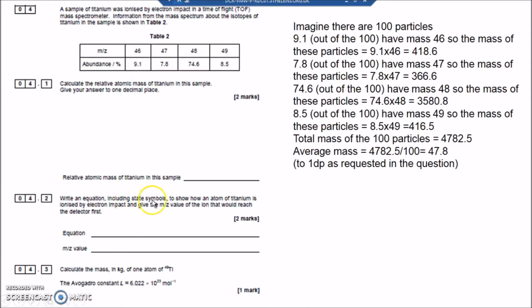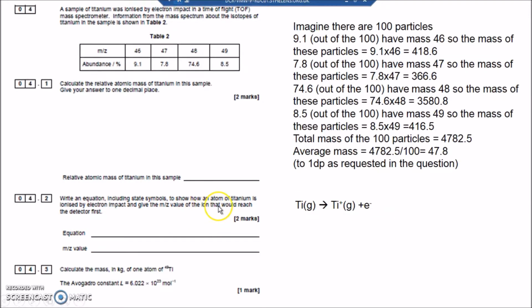So, write an equation including state symbols to show how an atom of titanium is ionized. So you've got Ti, and it's a gas. It's got to be a gas. So going into the time-of-flight mass spectrometer, it's a gas, and then an electron is removed from it, so it becomes Ti+. Again, it's still a gas. So including state symbols, they're all gases.